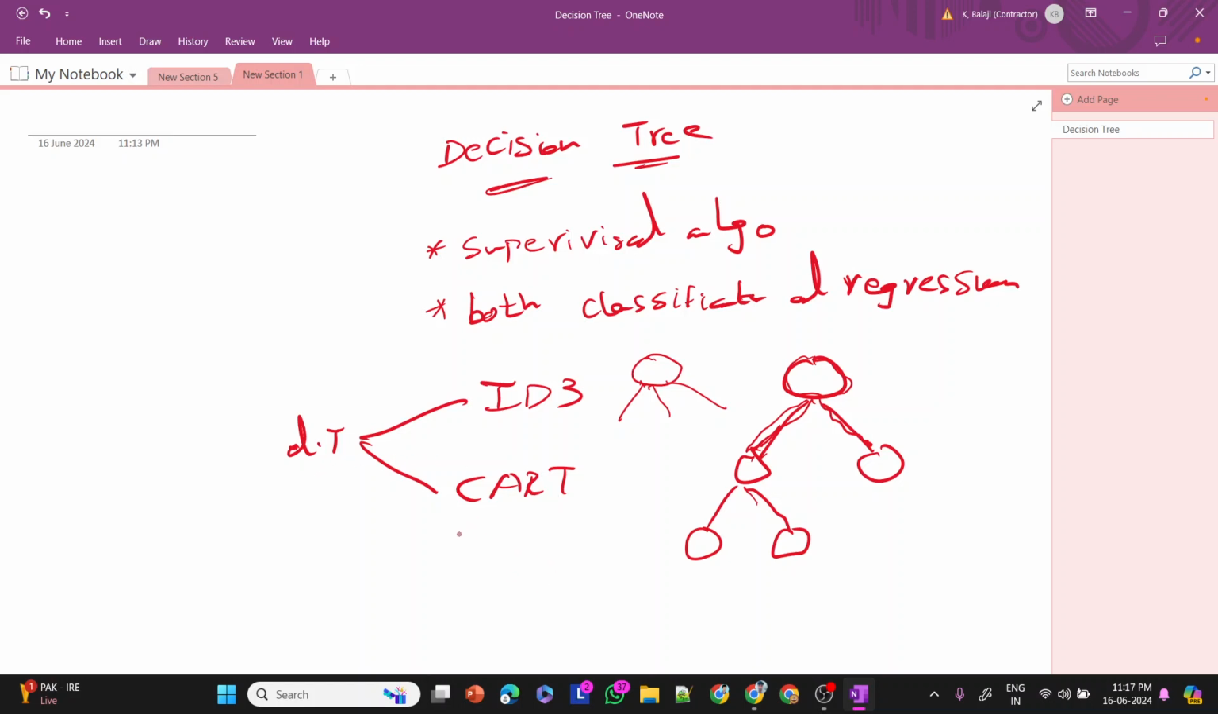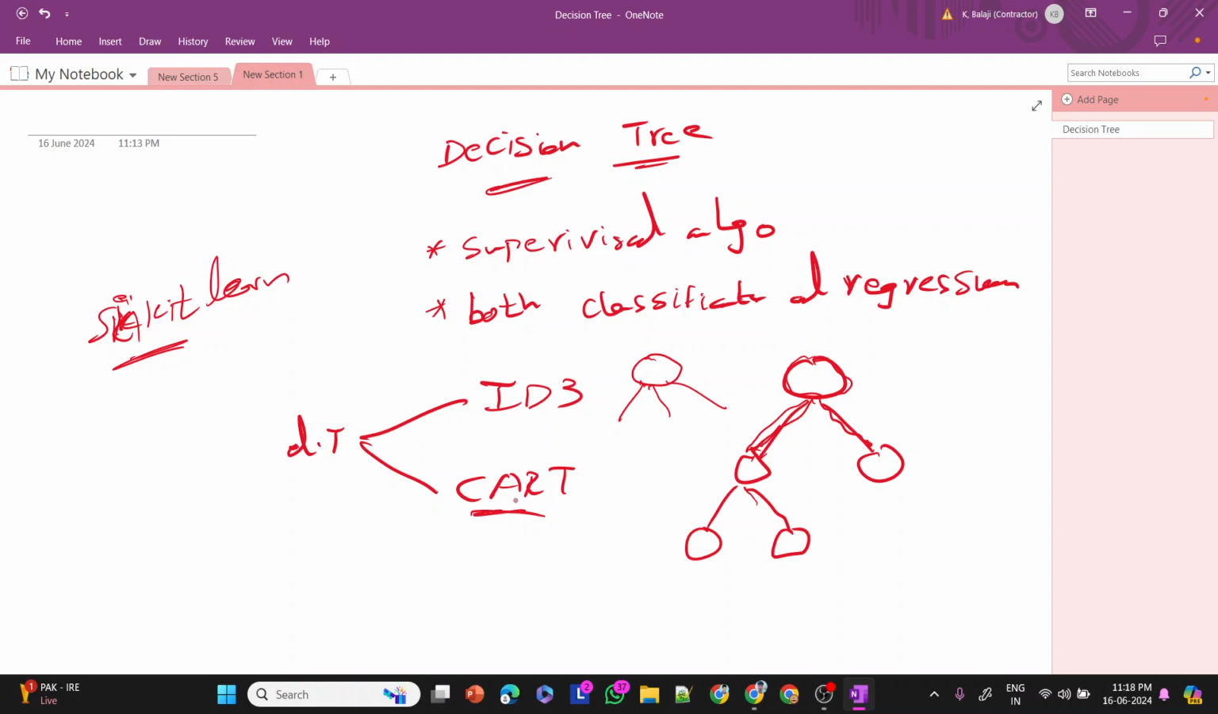In scikit-learn, we know about scikit-learn. This is the library used in Python to build ML models. In scikit-learn, it uses the CART-based decision tree algorithm to make the decision tree ML model.